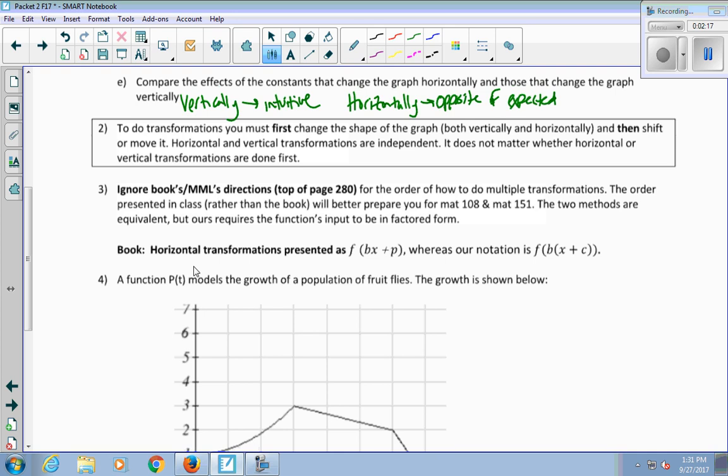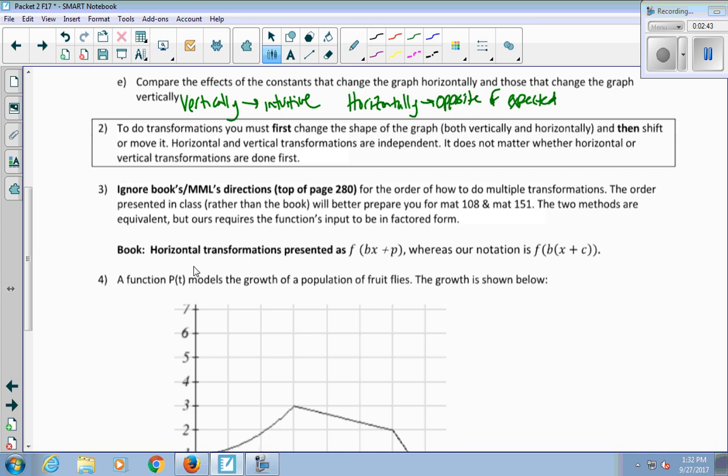Now, your book and MyMathLab give you an order for how to do multiple transformations. I want you to completely ignore it. The order presented in the videos and the classes will better prepare you for pre-calc and calc. And the two methods are equivalent, but ours requires that the function input be in factored form.